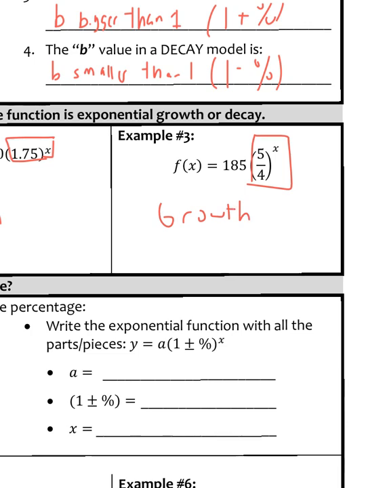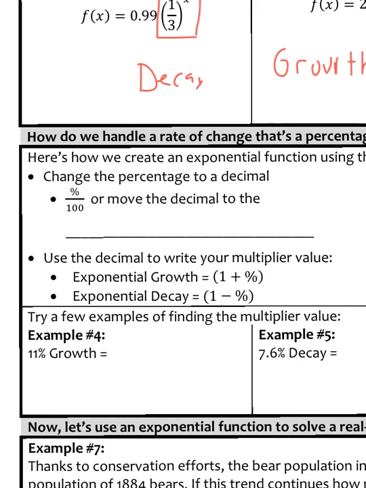The next part we're going to be dealing with is that 1 plus or 1 minus percent part. Remember, whenever we change a percentage to a decimal, we divide the percent by 100, or we move the decimal to the left 2 places. So 12% becomes 0.12.